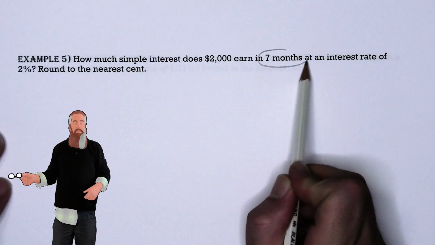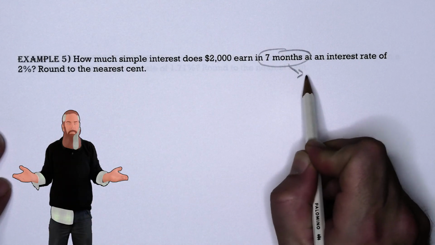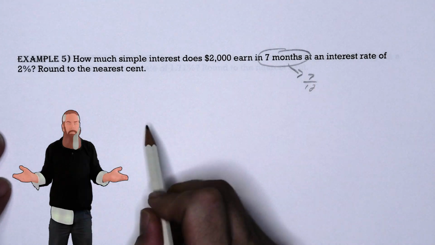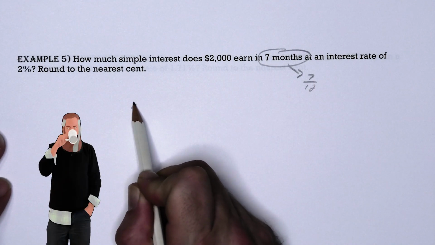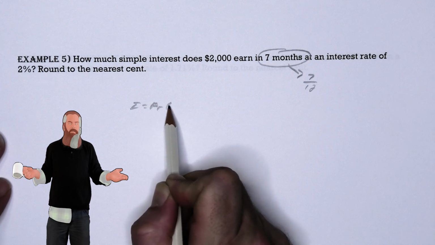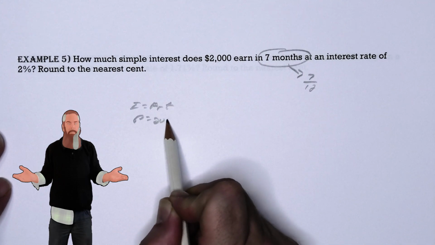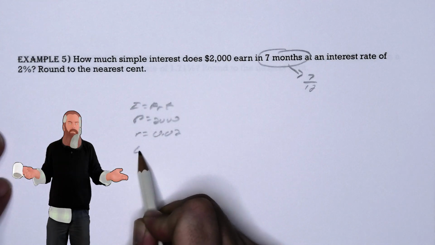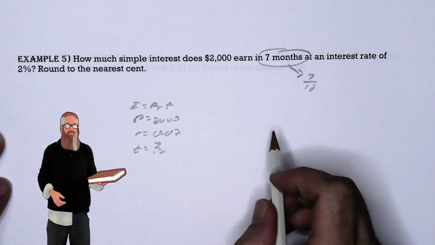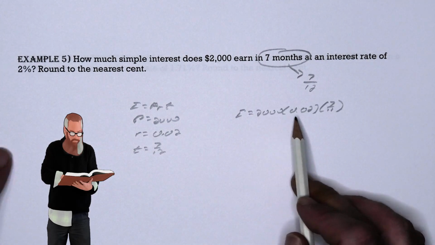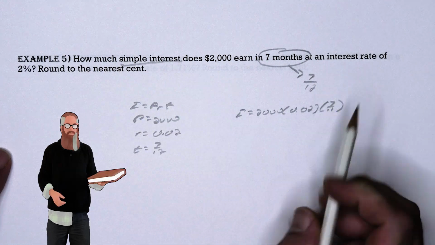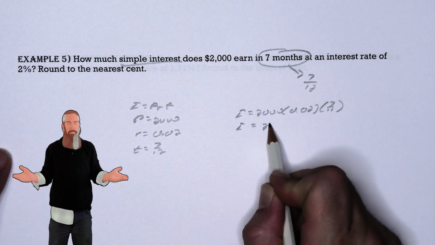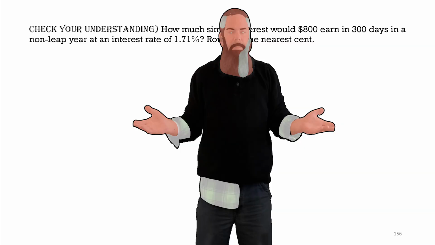The trick they try to give us here is 7 months. Remember, 7 months out of 12 for the year, so our time frame is going to be 7 over 12. Knowing that I = PRT, the principal amount of money is $2,000, the rate being 2% is 0.02, and our time is 7 over 12. So, by simply putting all those numbers into the formula to find that simple interest, then the interest would be $23.33.